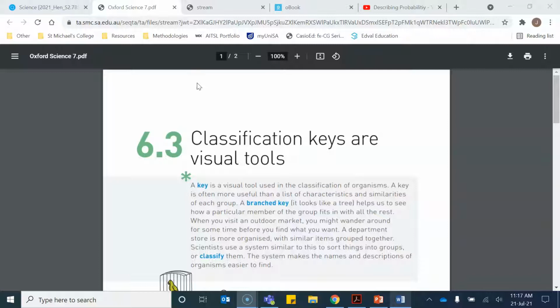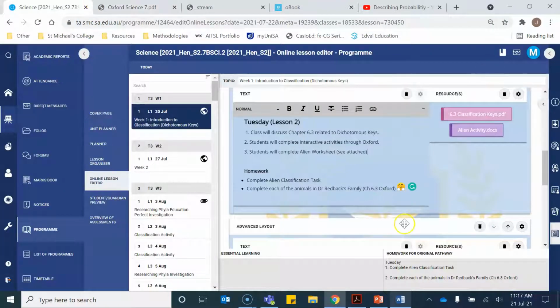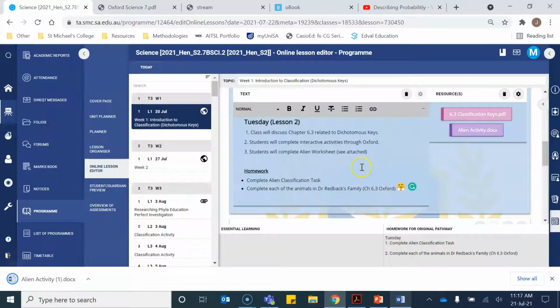During this lesson we're going to continue with the theme that we looked at last lesson related to classification. Last lesson I had you look at the classification of some different species. We looked at the alien task, and as you'd remember, for homework I asked you to complete the classification of each of those aliens using the tabular key provided.